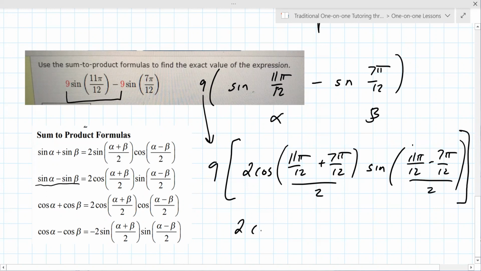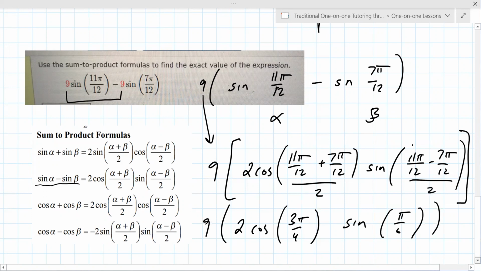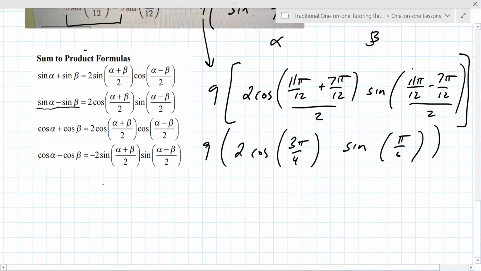So it's 2 cosine of 18 pi over 12, which is 3 pi over 4. It should reduce to something nice, something that you know how to do. This one's 4 pi over 12, so pi over 6. And then there's a 9 on the outside. So let's see here, cosine 3 pi over 4. You go to your unit circle, that's over there.